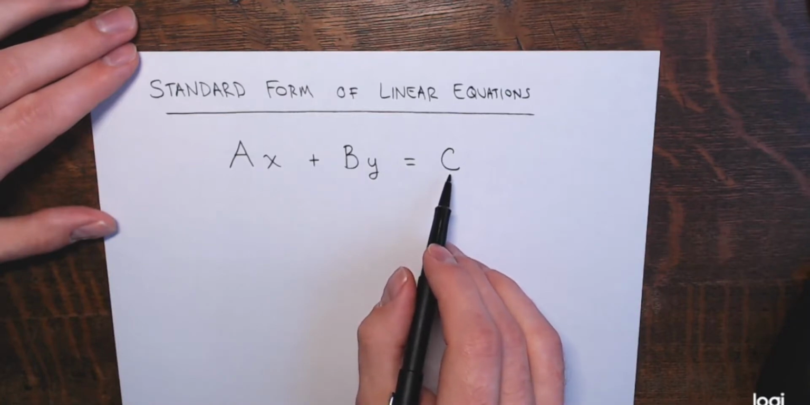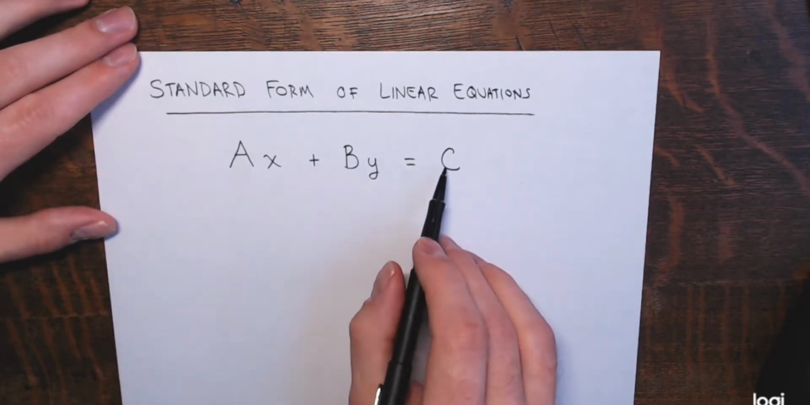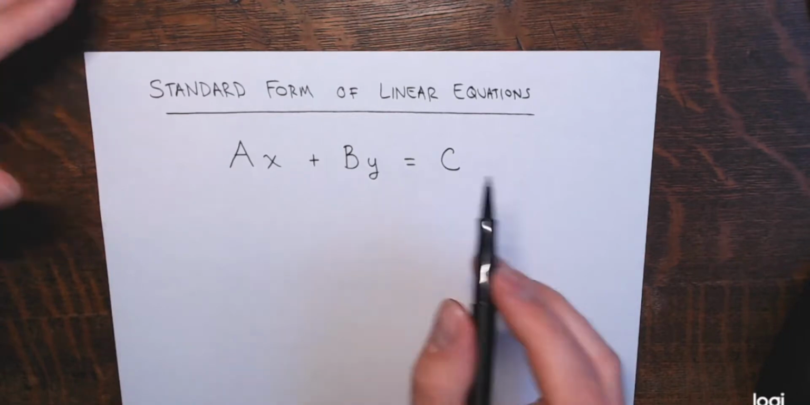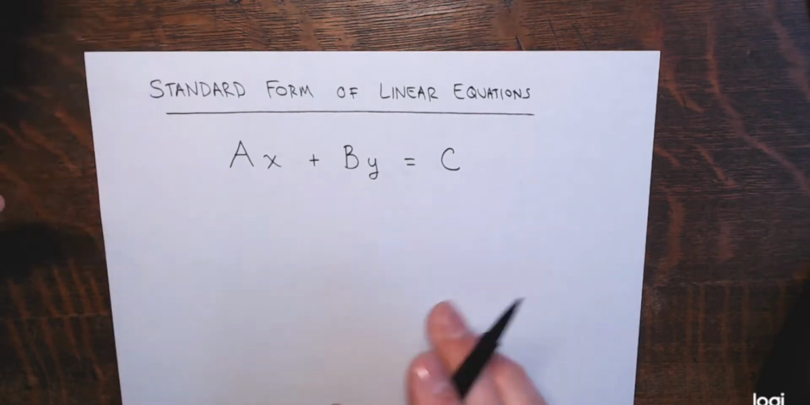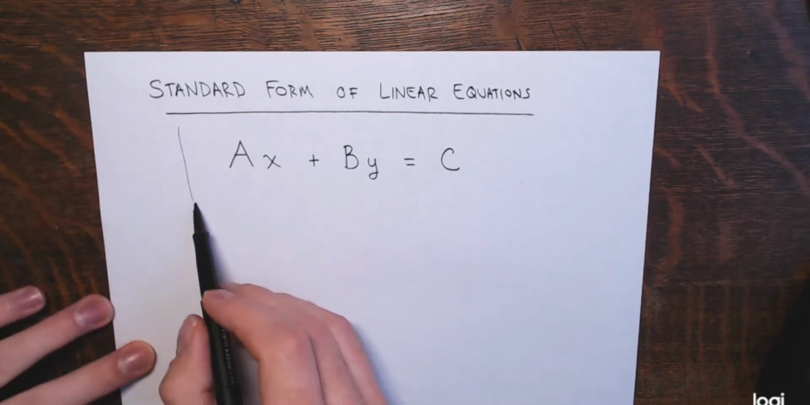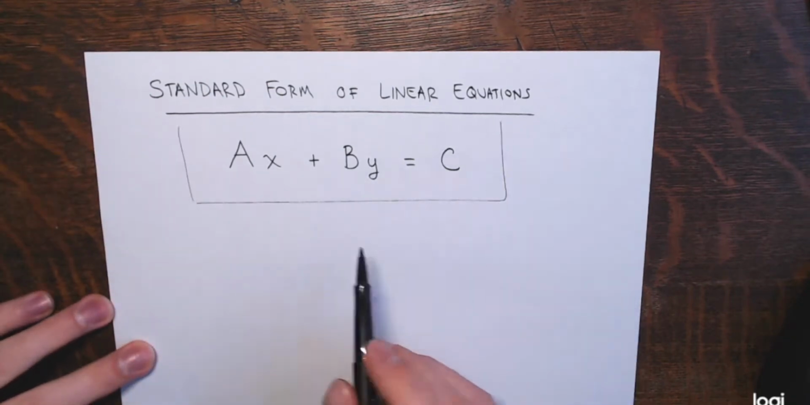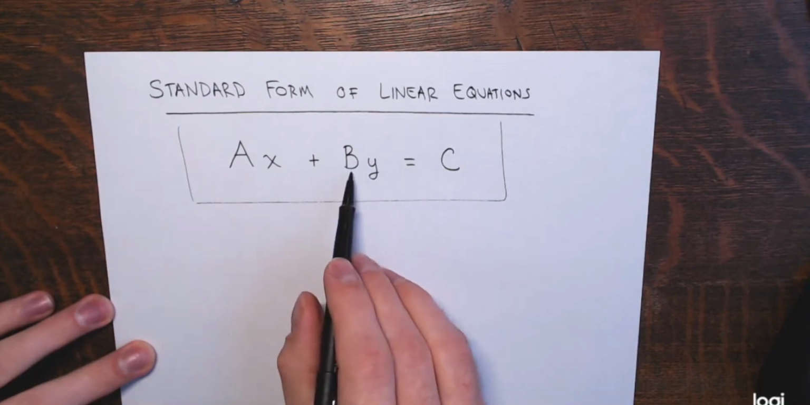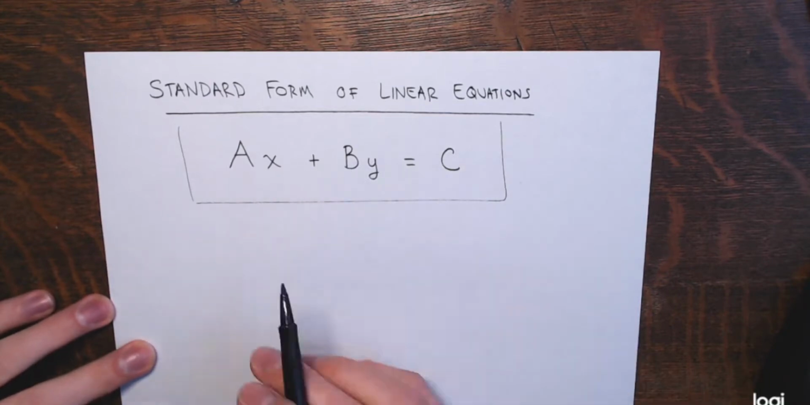In some textbooks, they require that A, B, and C be integers. And I've seen other books where A, B, and C only need to be any real number. Of course, we don't want A and B to both be 0, because then you'd have 0 equals some C, which would make no sense.